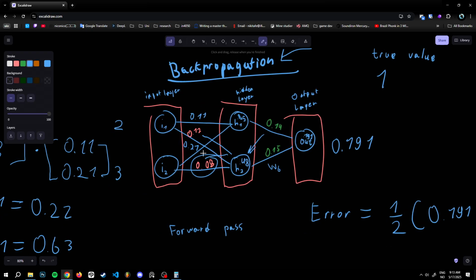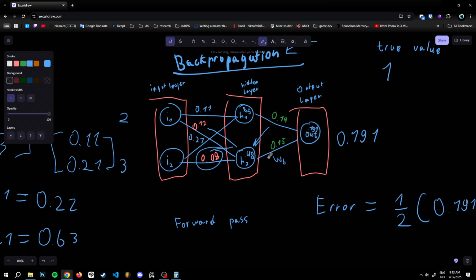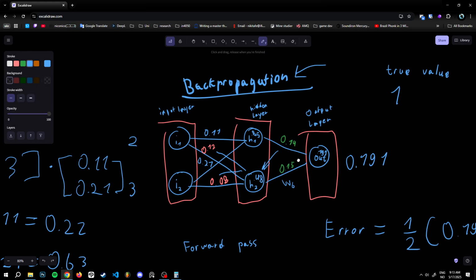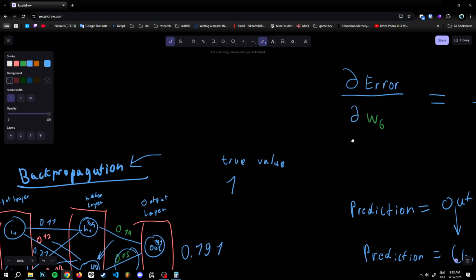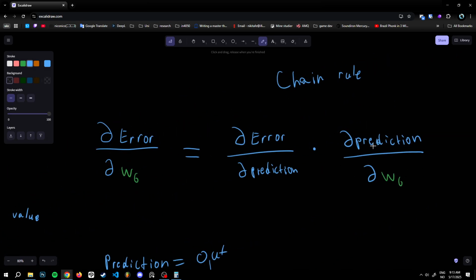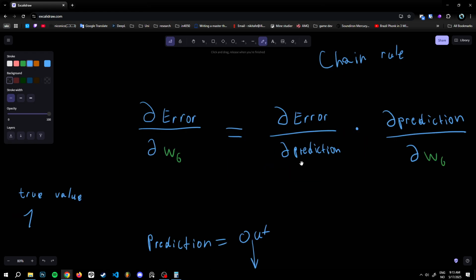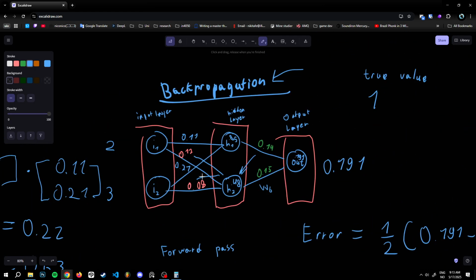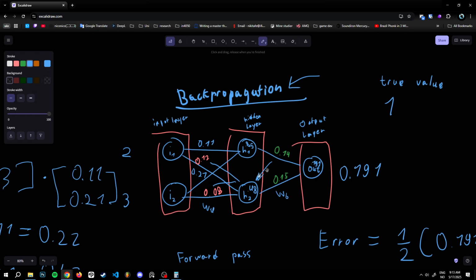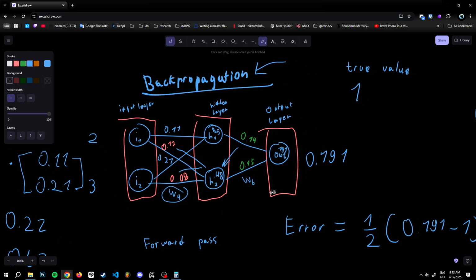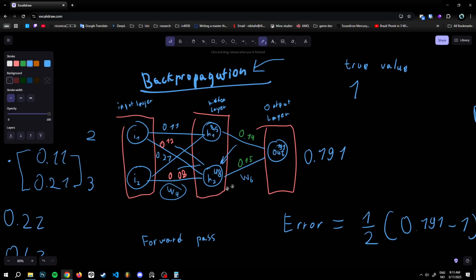And how much did this guy play a role in the error? What the chain rule is trying to tell us is that right now we're just looking at one weight, so it's a pretty simple formula, where the prediction is the middleman. But if we look at this weight right over here, let's call it weight 4, how much did weight 4 change the prediction?